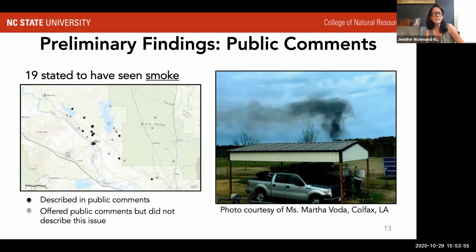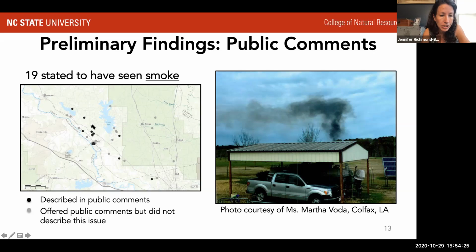So for the 19 who saw smoke, we can see on the map, and actually I have to take my glasses off and lean in. I hope you guys can see it. There are gray dots and black dots on the map. I'm going to be showing you a few different maps in sequence over the next few minutes. But you can see the top left corner of the screen.